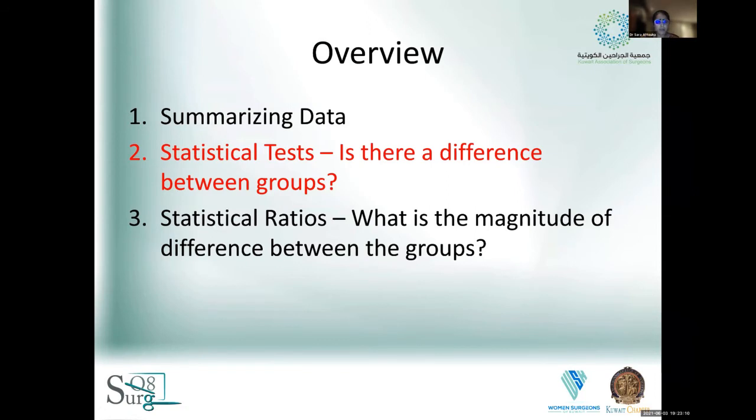Okay, so that's section 1 over with. I hope this was straightforward. The next one we're going to look at is statistical tests, which is answering the question, is there a difference between our groups?